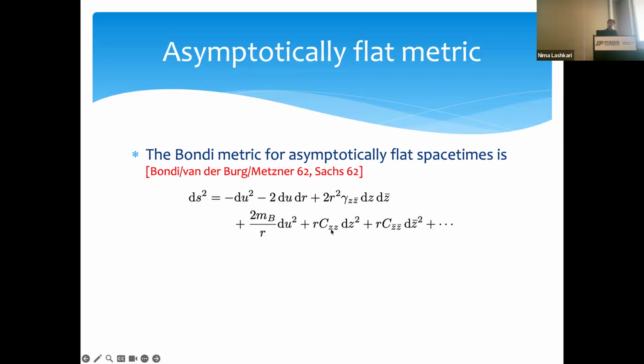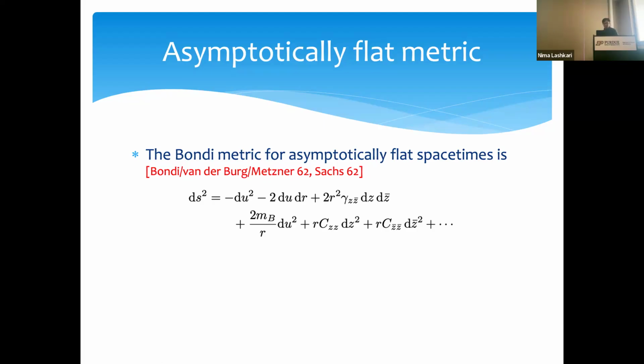CZZ, this is oftentimes called the shear tensor, and it corresponds to transverse fluctuations. You might be worried that there's an r multiplying CZZ, so if we take a large r limit, it seems that it would diverge. But of course, that is spurious, because this piece is completely subdominant to the r squared gamma ZZ bar that's showing up in the Minkowski metric. So this term is completely subdominated by the main part of the transverse metric in Minkowski spacetime, and this is something that we don't need to worry about once we take the infinite r limit.